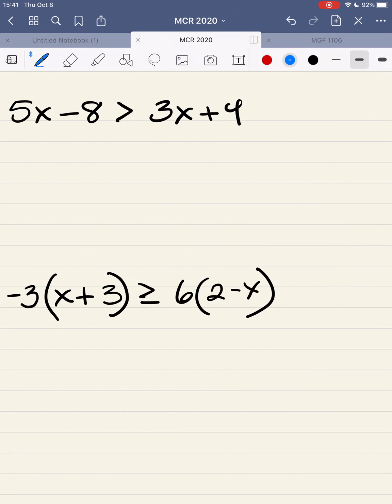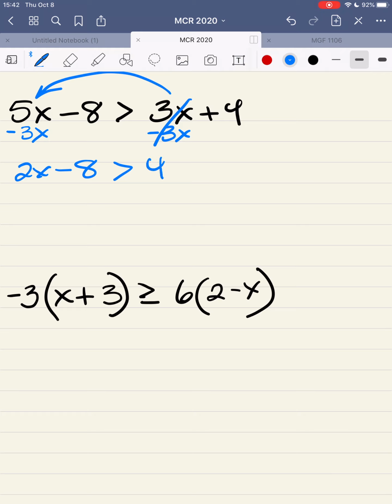Next example here, I'm looking at 5x minus 8 is greater than 3x plus 4. On either side, I can't do any simplifying. So at this point, it's just moving things around. I want to get the x's over to this side. So I'm going to subtract 3x from both sides to get my x's over to the left. We're going to cancel right there. 5x minus 3x is 2x. Minus 8 is greater than the 4 that's left on the other side. From there, I'm going to go ahead and add 8 to both sides.